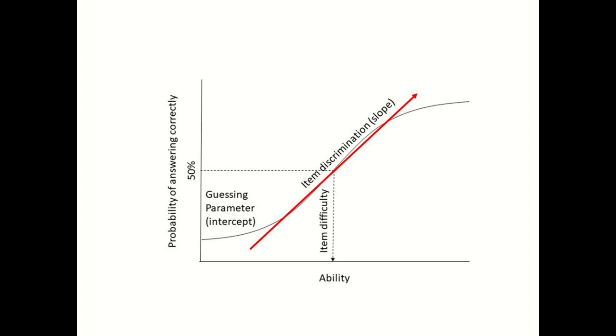As the ability of a person increases, then we should also see an increasing ability to answer the item correctly. And obviously we would want to have an item that has relatively steep slopes here, so we can actually nicely discriminate people in terms of their ability. We don't want an item that is pretty flat in terms of its slope, because then we wouldn't be able to discriminate between individuals in terms of their underlying ability.